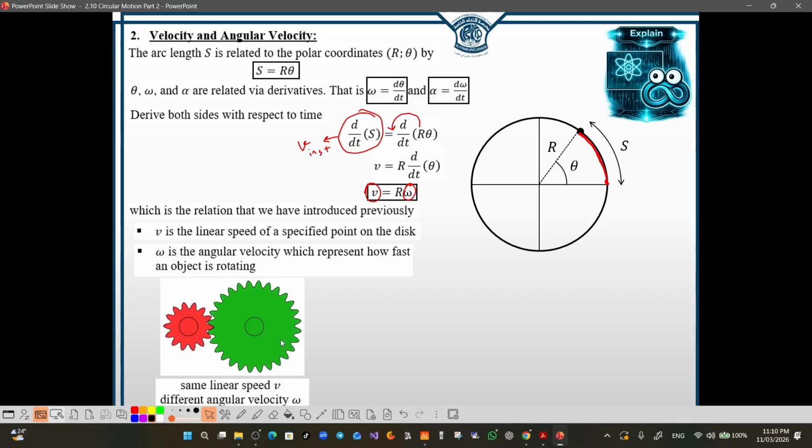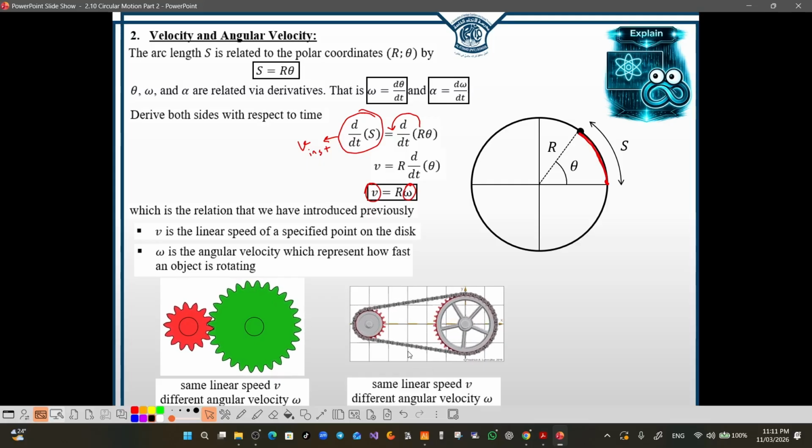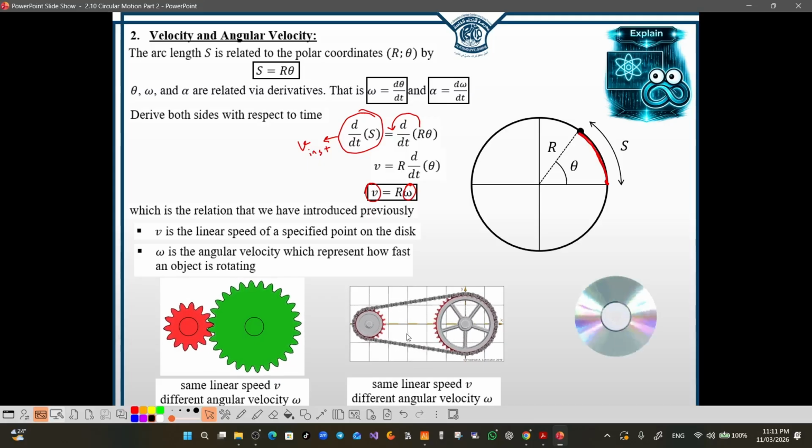So same linear speed, but different angular velocity. Now this one, also here, the belt will indicate that the travel distance for the smaller gear and the bigger gear is the same. However, the smaller gear is rotating much faster than the bigger gear, which means we can say that the linear speed is the same, but we have different angular velocity.